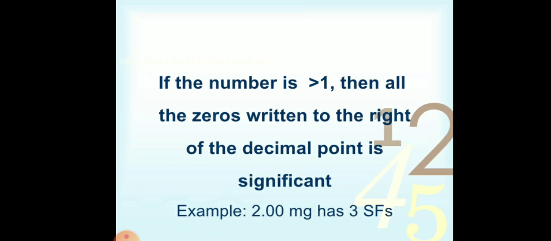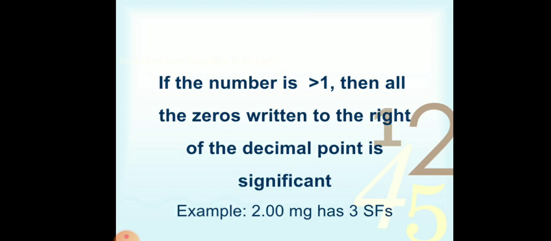Now if the number is greater than 1, then all the zeros written to the right of the decimal point are significant. Example: 2.00 mg, milligrams. So here it has how many significant figures? Three significant figures. The number is greater than 1 and the zeros are also significant. The zeros written to the right of the decimal point are also significant.